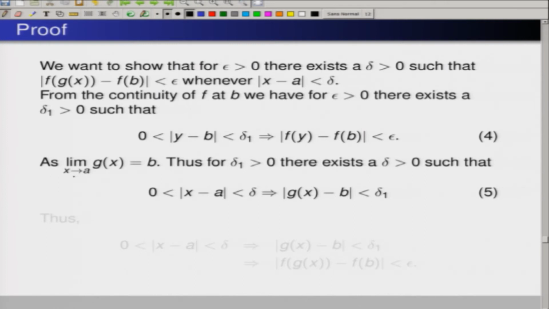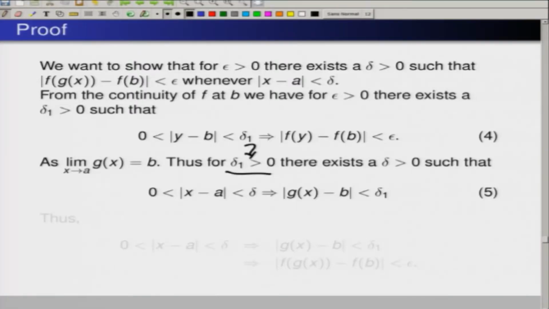Also we had been given that the limit of g(x) as x goes to a is equal to b, right. Now, if I want to apply the definition of the limit, this is true for any epsilon. If anybody gives us any epsilon, we must find a delta. So, now the epsilon that we are considering is this delta 1 that has appeared here.